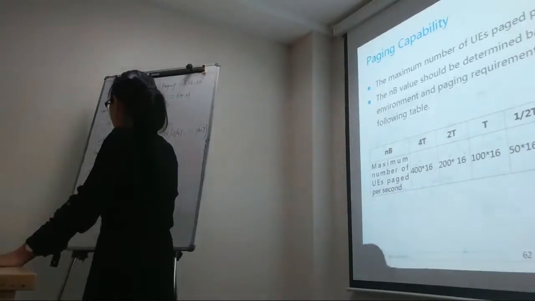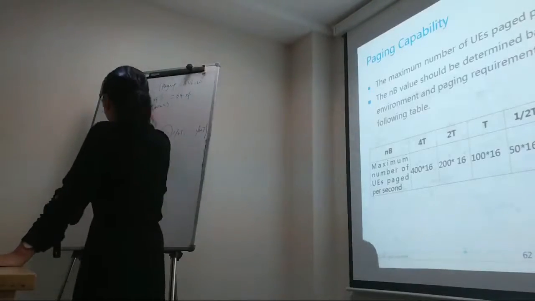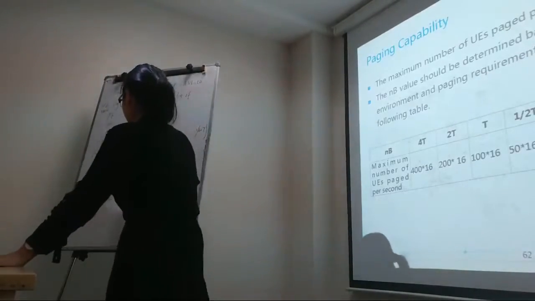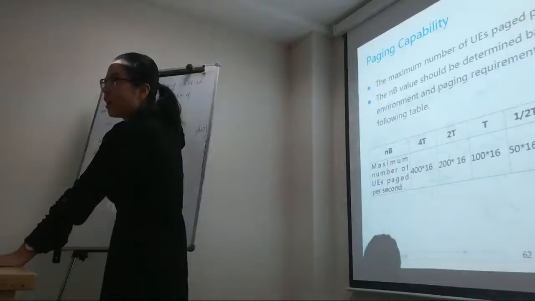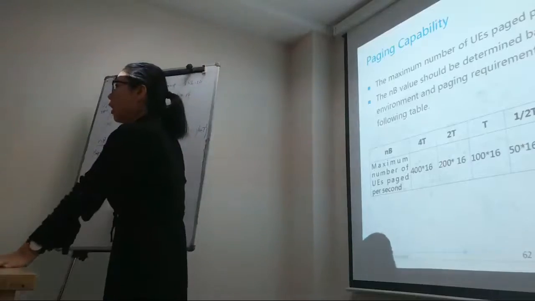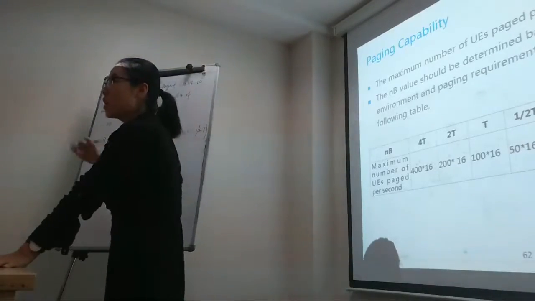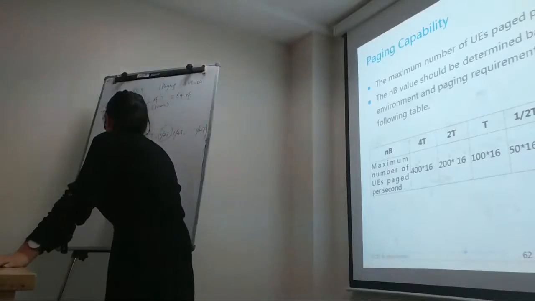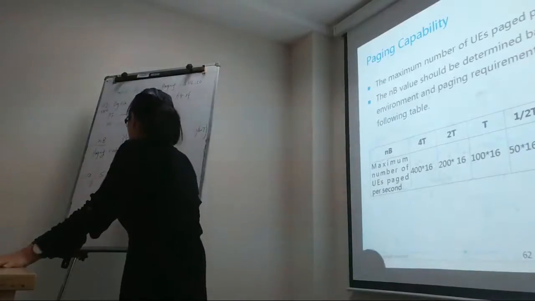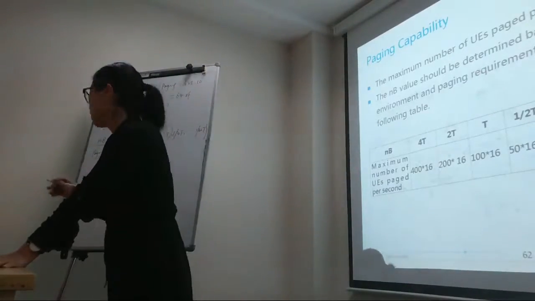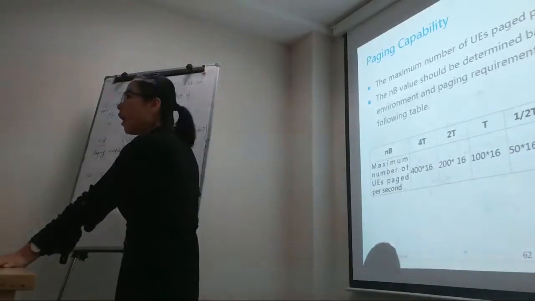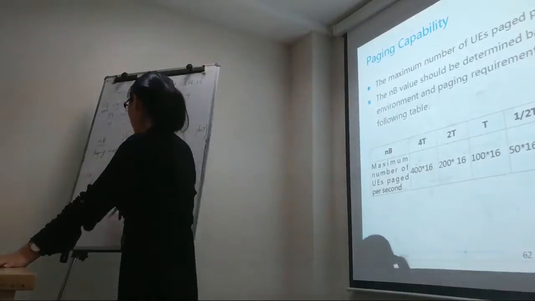So we will use the same unit. We change 1 second to 10 millisecond units. 1 second is equal to 100 of these 10 milliseconds. So we change to the same unit and divide by T. If we set NB to 40, okay, the NB is 40, and our paging contains 16.